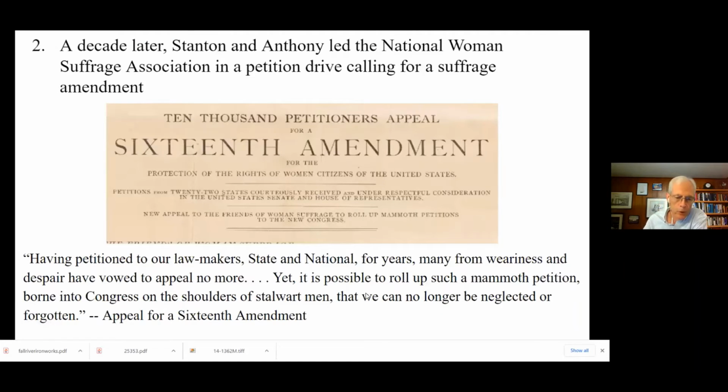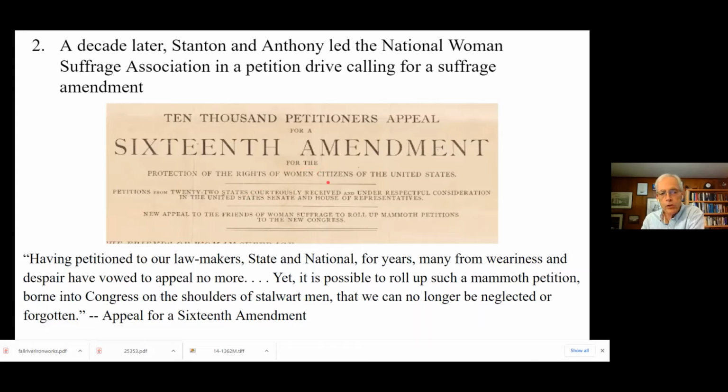However, it's unsuccessful. And so rather than quit, 12 years later, the same individuals will lead a movement, and they're going to take a different strategy. This time, they're going to say, okay, let's make a mammoth petition. Let's make a petition so big that nobody can ignore it. And so this is their 1877 appeal for a 16th Amendment. So by this time, the 13th, 14th, and 15th Amendments have been passed, but women still don't have the right to vote. And they want protection of the rights of women citizens of the United States.